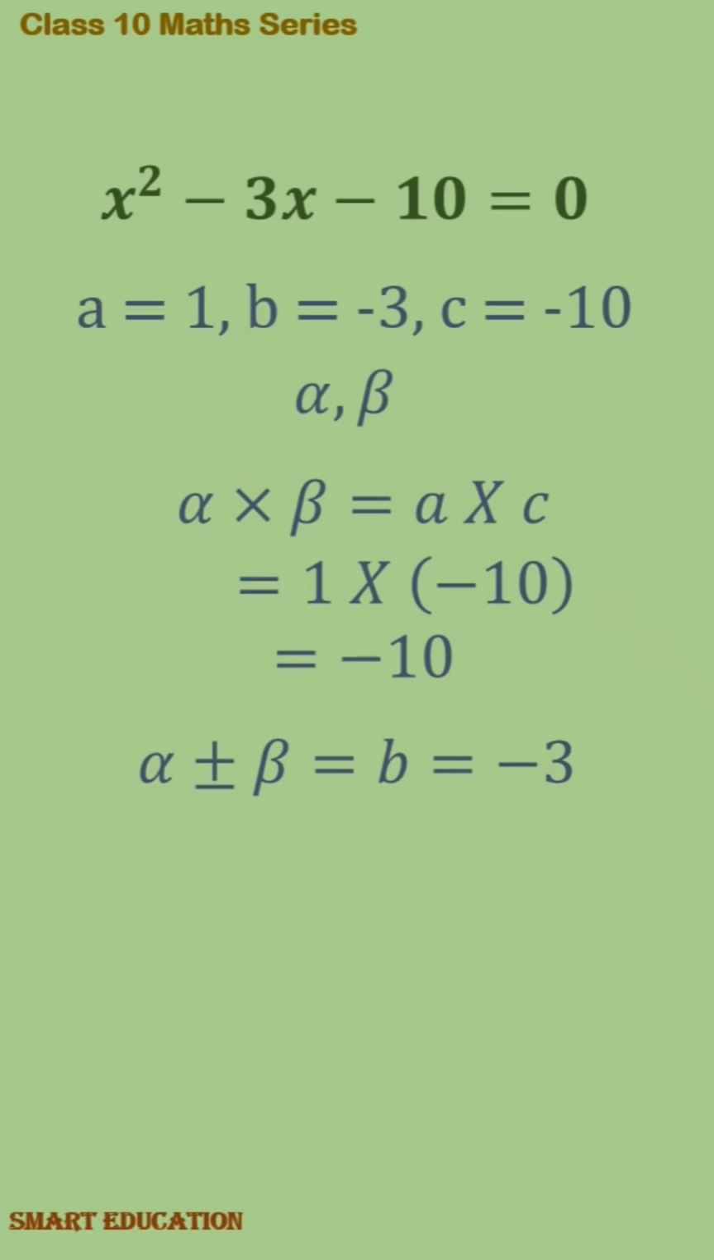is -3. तो अगर हम hit and trial करें, so first we will know that one number will be negative, the other will be positive, and the numbers can be -5 and +2. Why? Because -5 into +2 is -10 and -5 plus 2 is -3. So going with that, let's solve using middle term splitting.